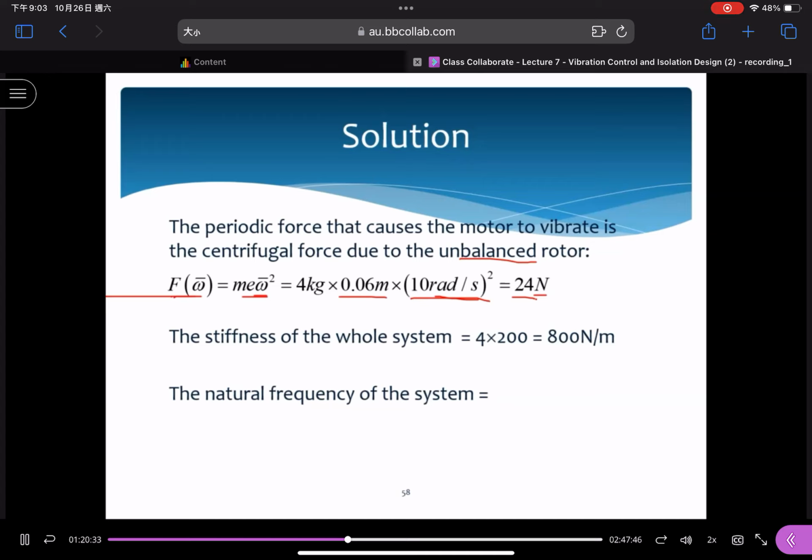Not 4 kilograms. 4 kilograms is the rotating mass, not the total mass. Okay, the total mass is 30, and the total stiffness, please pay attention here, is equal to 800, okay? So that's why the natural frequency of the system is 5.164.